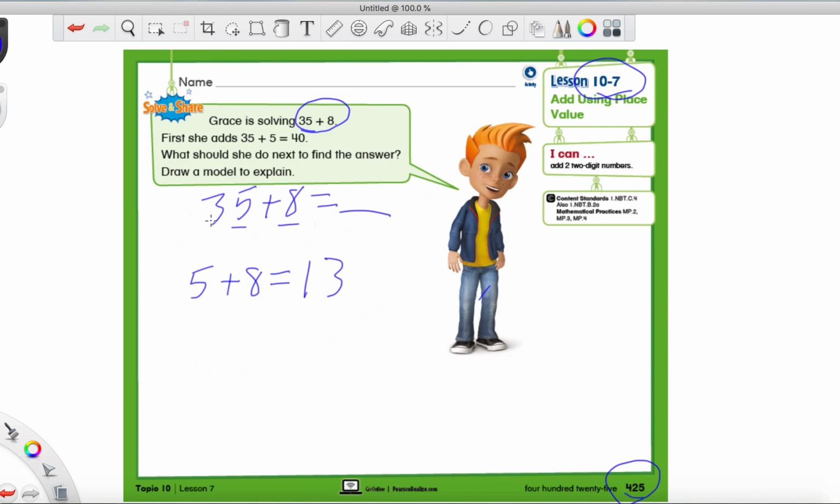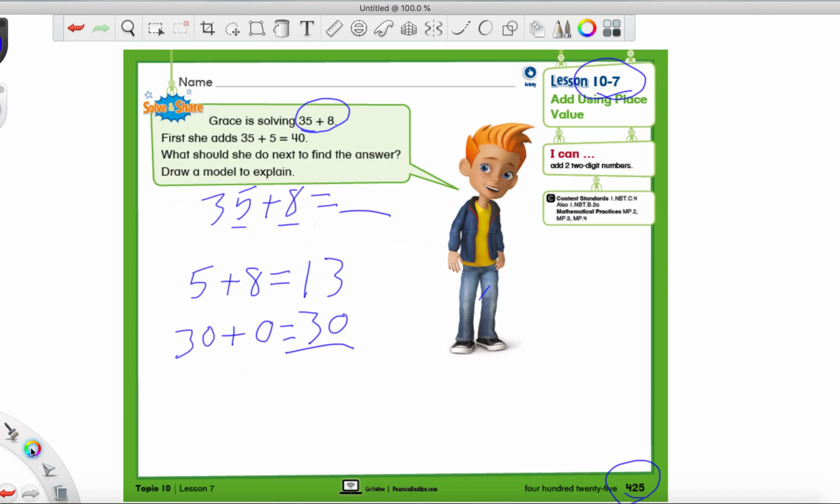And then I can add the tens together. So I have 3 tens, which is 30. Plus, there's no tens there, so it's 0. So 30 plus 0 is 30. And look at this, I have these two numbers set up perfectly. So now I'm going to add these two totals together.